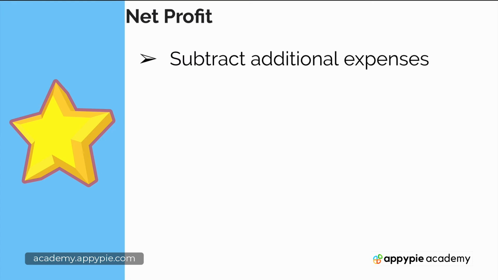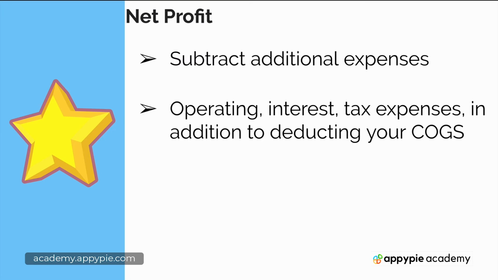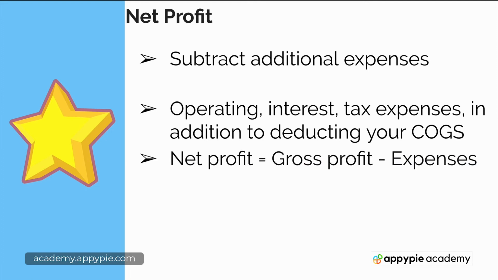That's when you subtract more expenses like operating expenses, interest, and taxes you might have to pay. So that's in addition to COGS. So it actually represents a more realistic picture of how your business is operating. And obviously your net profit is a smaller profit than your gross profit because you're deducting more things. The calculation to get your net profit is essentially getting your gross profit and then subtracting those additional expenses.